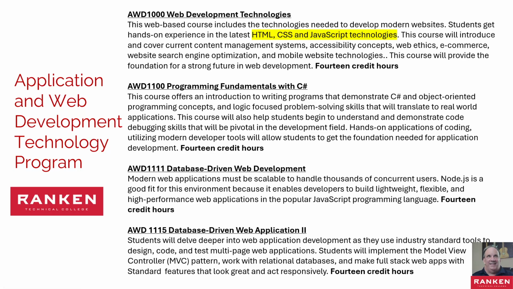So about the Application Web Development Technology Program. This course is the first one listed on here, AWD 1000 Web Development Technologies. This is about the different technologies. HTML stands for Hypertext Markup Language. CSS is Cascading Style Sheets, and JavaScript, which is for the most part a front-end web programming technology. We'll talk about that later because it used to just be a front-end thing. Now it's also used on the back end, and we'll talk about what that all means, front end and back end.